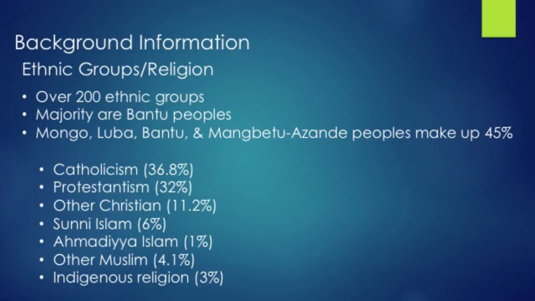As for religions in the Democratic Republic of Congo, Catholics make up the majority of the population at about 37%. Next are Protestants at 32%, and then other Christian faiths at 11.2%. Sunni Islam makes up about 6%, Ahmadiyya Islam makes up 1%, and other Muslim religions make up about 4%. Indigenous religions then make up the remaining 3%.